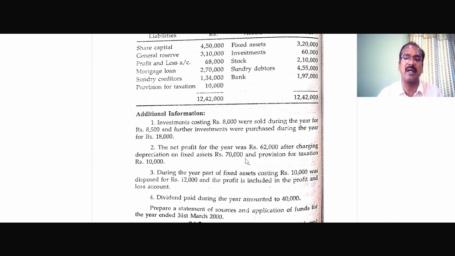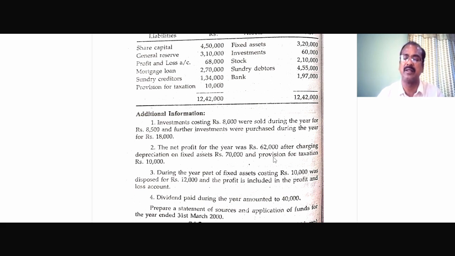This would also be recorded in the fixed assets ledger account. Then regarding provision for taxation, they have made a provision of 10,000 rupees towards taxation this year. It will be taken over to the provision for taxation ledger account and recorded with the journal entry of adjusted P&L account debtor to provision for taxation.